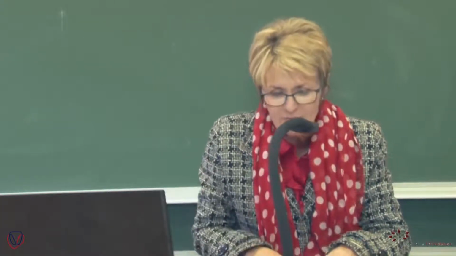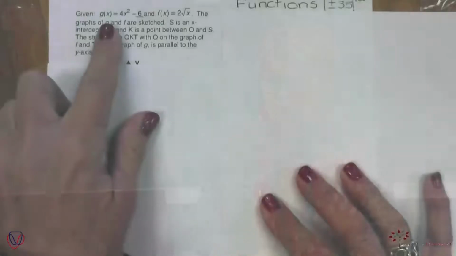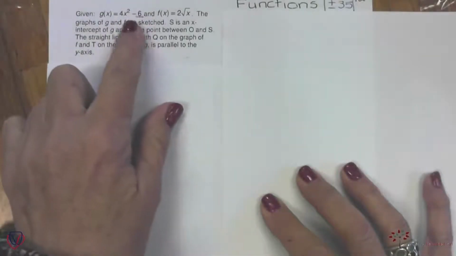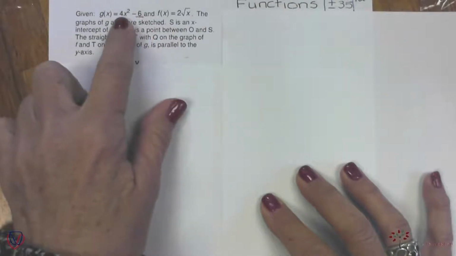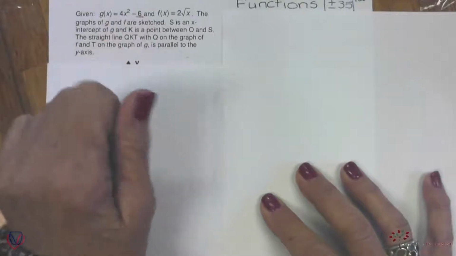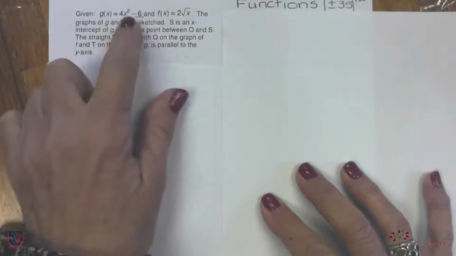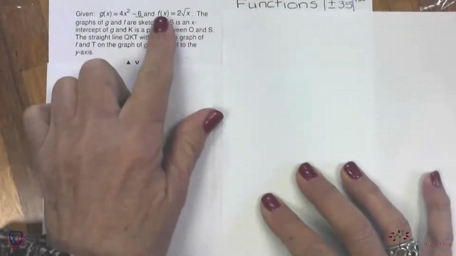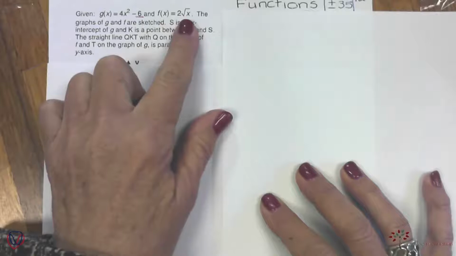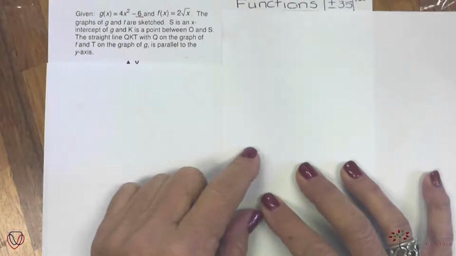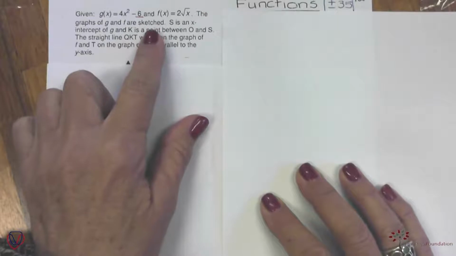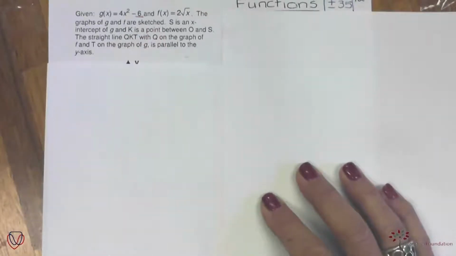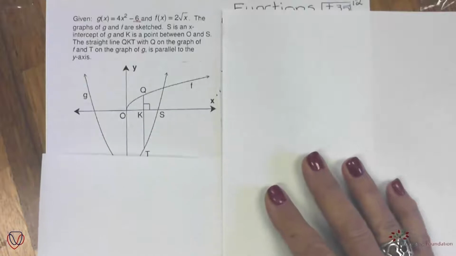Right, let's have a look at the first question here. Given g(x) is equal to 4x squared minus 6. People, this is a parabola, you know that. It's a grade 10 parabola. Don't get confused because there's no third term in it. This is a parabola because it's x squared. Then f(x) is 2 square root x. What is that? It's also a parabola, but it is the inverse of a parabola. The graphs of g and f are sketched. S is an x-intercept. Let's go to the sketch quickly and see what we can see there.